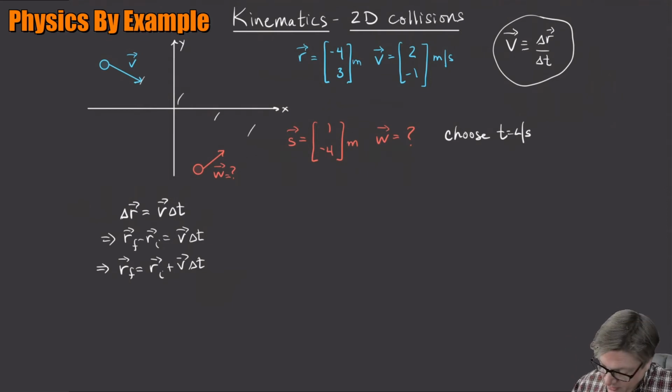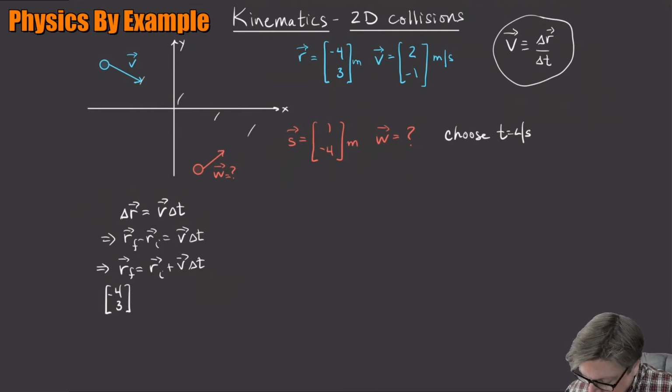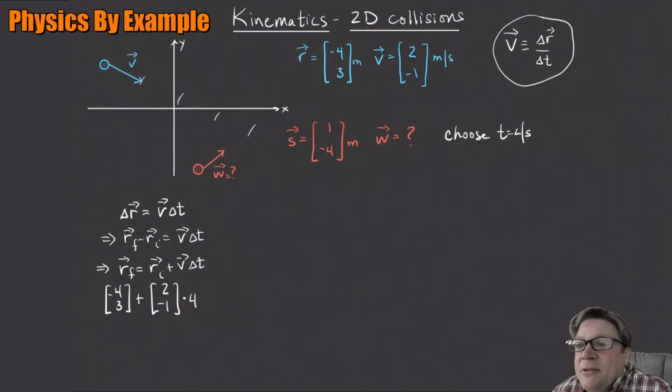What is my R initial for the blue object? It is -4 and 3. And then my V delta T: my V is 2, -1, and I've chosen 4 seconds. I'm going to intercept this thing after 4 seconds. That's going to be its final position. Maybe it's right there or whatever. That's got to be the final position for the red thing too, the thing that I launch.